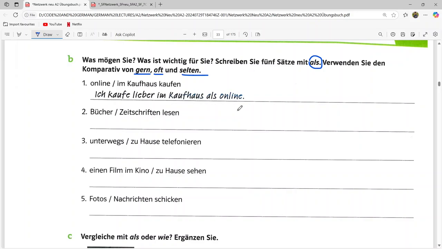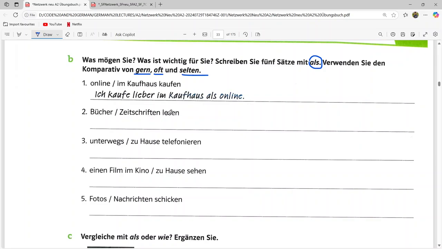so the first one is already done. We have to compare between online and im Kaufhaus kaufen. So we have to compare shopping either online or shopping in the store. Okay, it's up to you. So how can we make the sentences? We can make sentences like this: ich kaufe lieber, so gern in the comparative form is lieber, im Kaufhaus als online. So I like to shop in the store more than online. Okay.